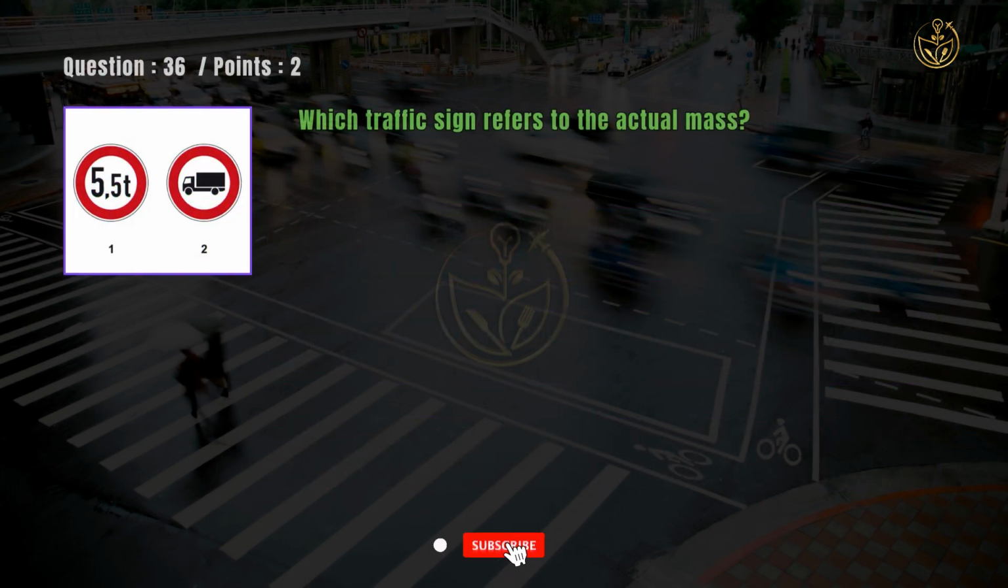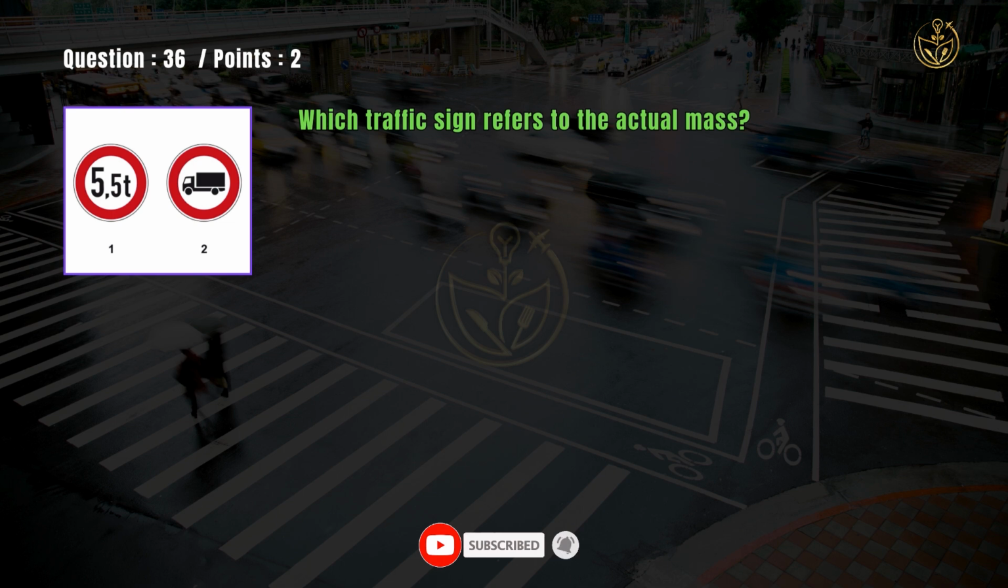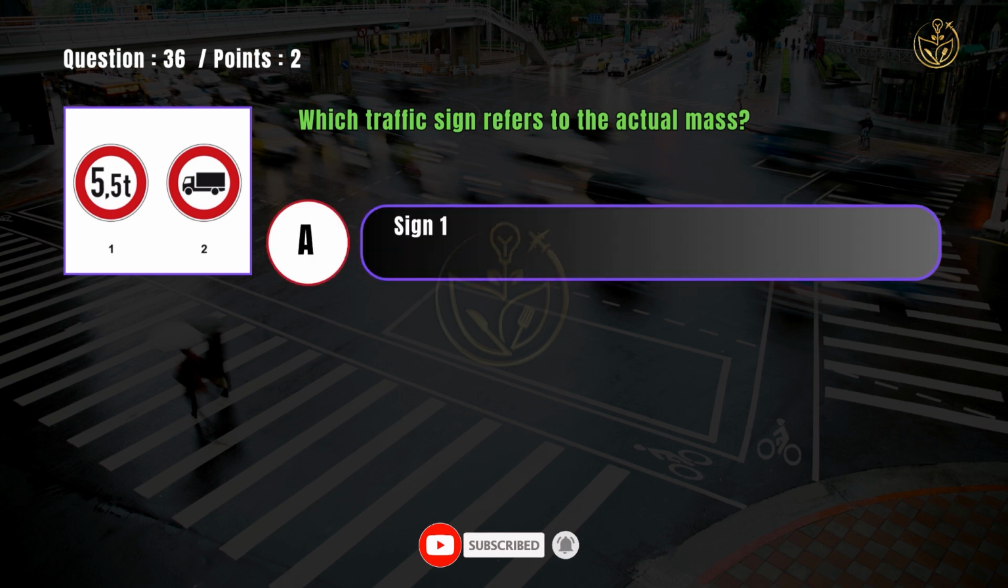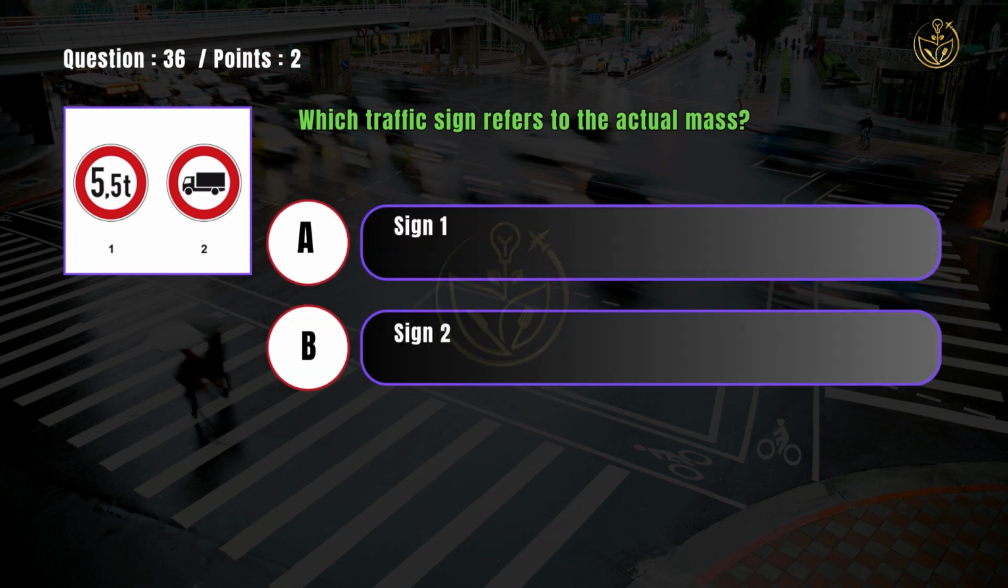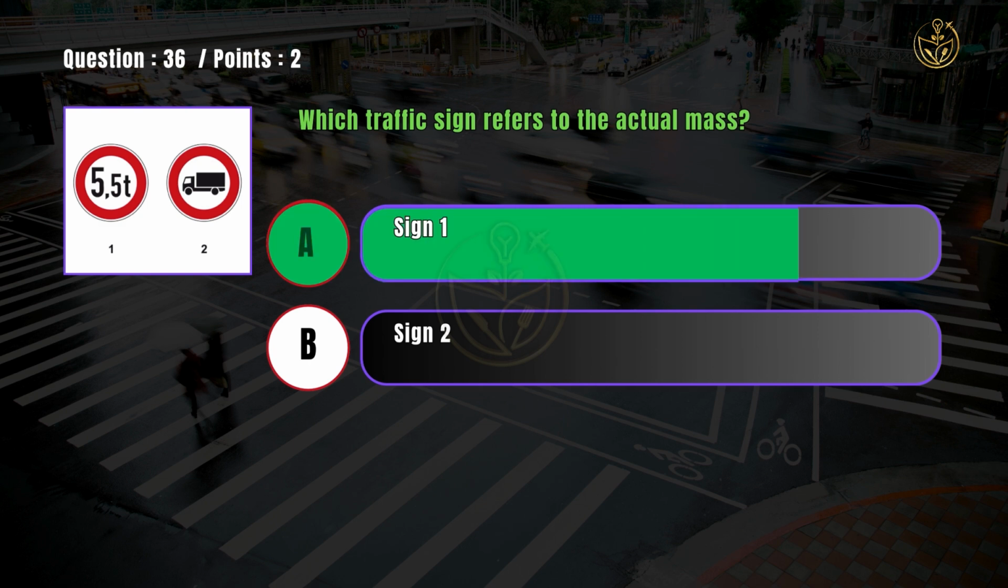Which traffic sign refers to the actual mass? A. Sign 1. B. Sign 2. The correct answer is A. Sign 1 with 5.5 tons indicates the maximum permissible actual mass for vehicles.